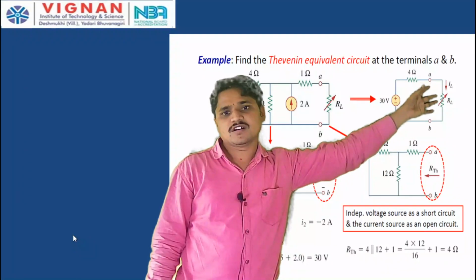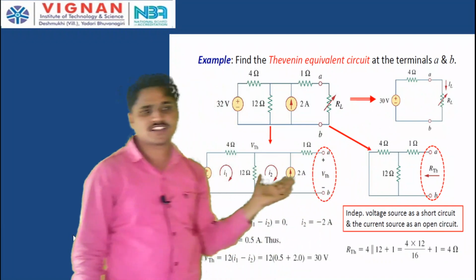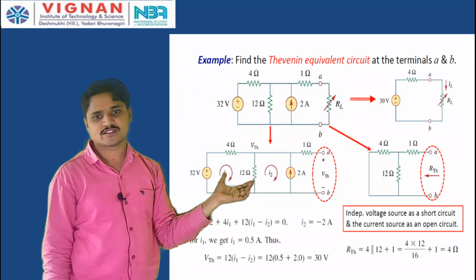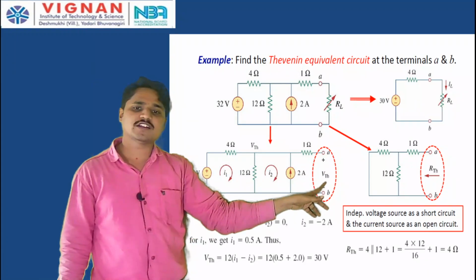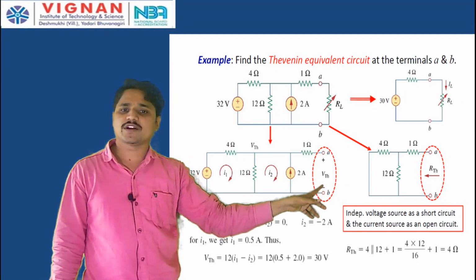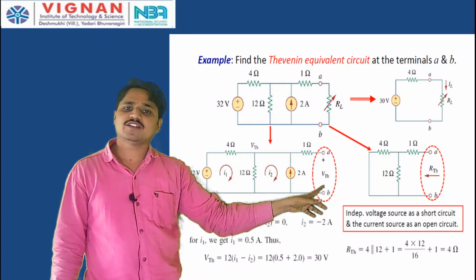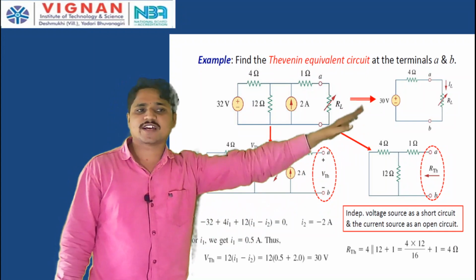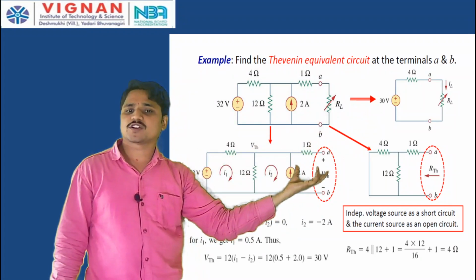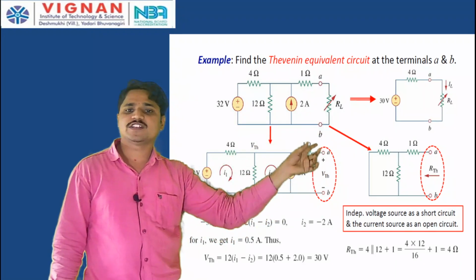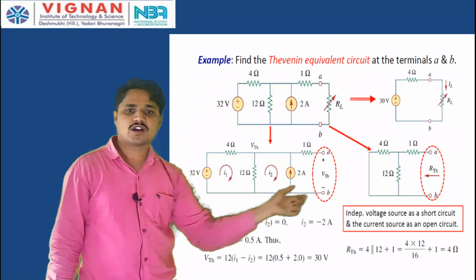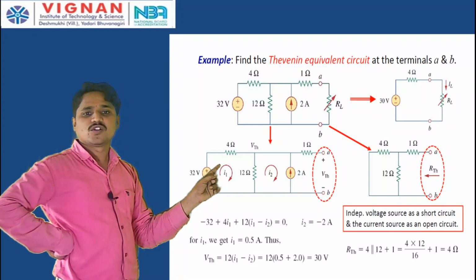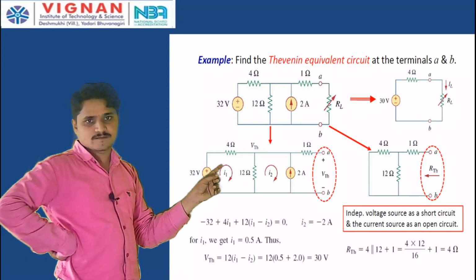Now, how will we obtain this 30 volts and 4 ohms? Let us solve this circuit. The first step is to find the Thevenin voltage, V Thevenin. This is the open circuit voltage across the terminals A and B. Now, disconnect the element RL and make it open circuit across the terminals A and B, taking V Thevenin plus and minus. Now, apply the mesh analysis technique to solve for this Thevenin voltage.